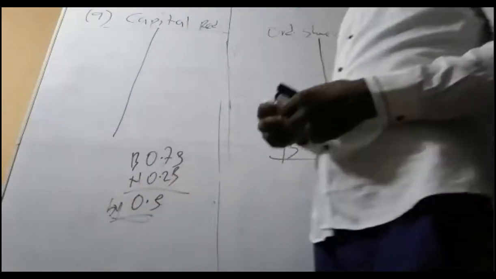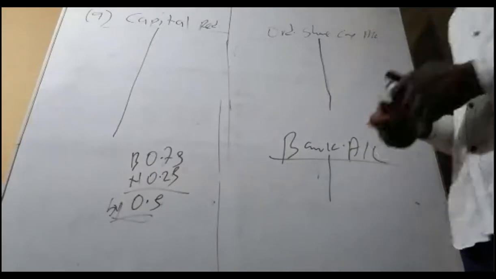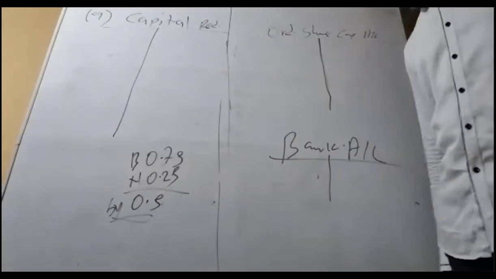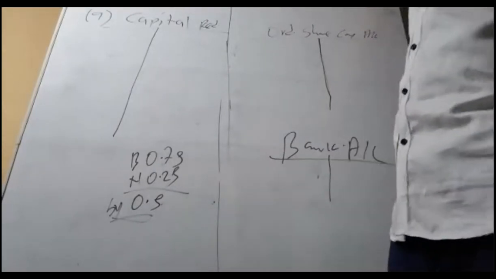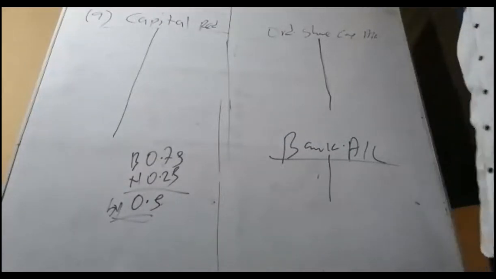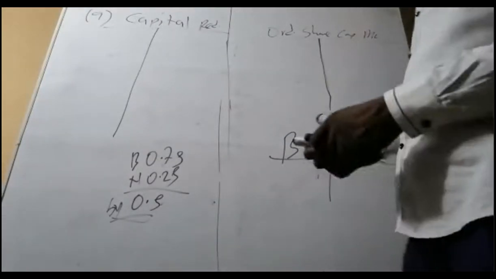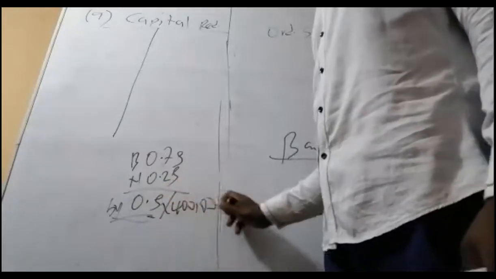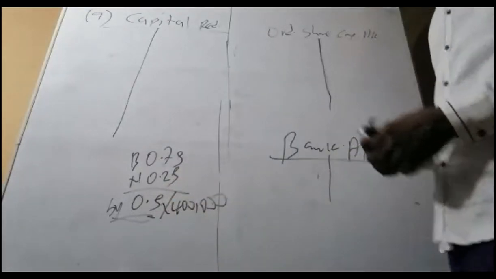So this 0.5, will it be a gain to the company or a loss to the company? It will move from ordinary share capital to the capital reduction account. So you value it by 400,000 ordinary shares. It's a gain. So it's a gain to the company.